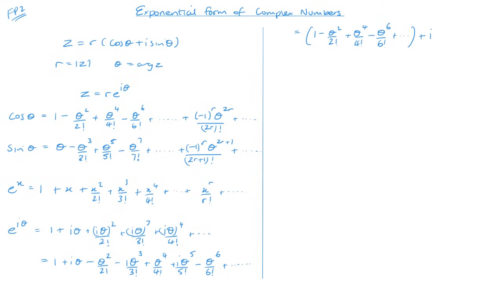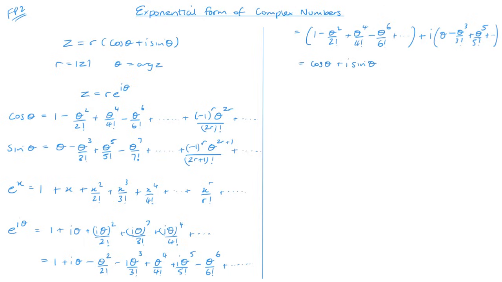Plus, and then if I take the i outside, I'd have theta minus theta cubed over 3 factorial plus theta to the 5 over 5 factorial, and so on. Okay, and this here is cos theta and this is sine theta. So this is cos theta plus i sine theta.